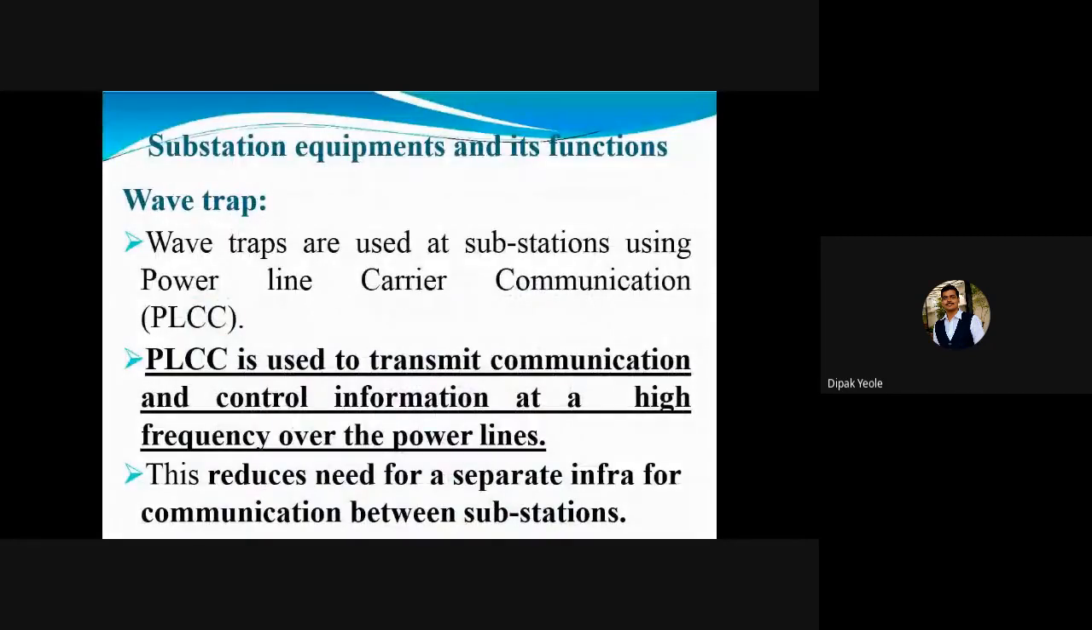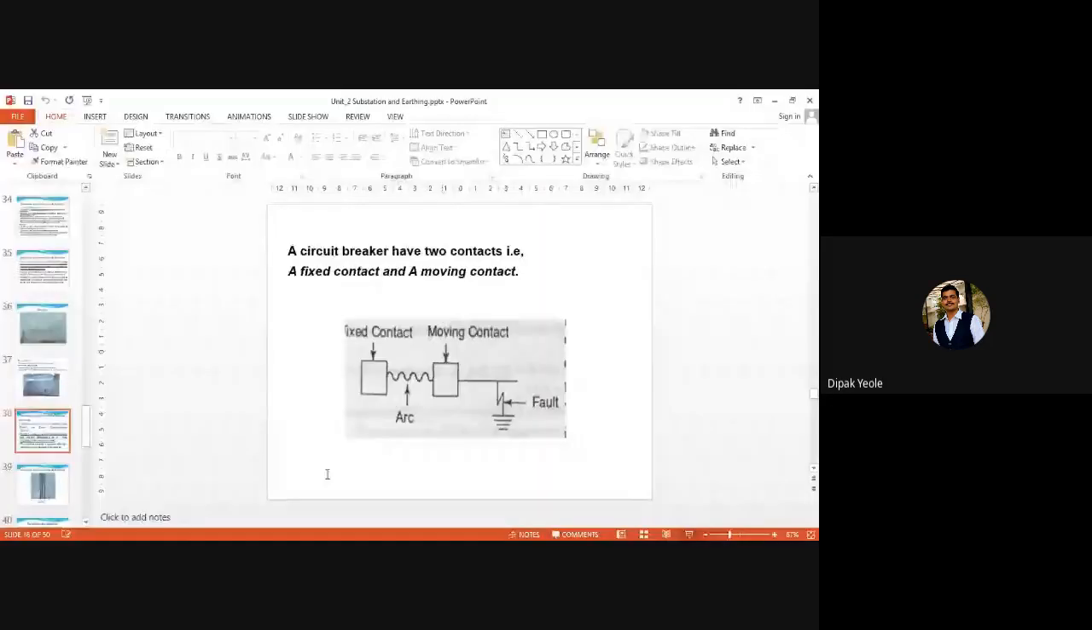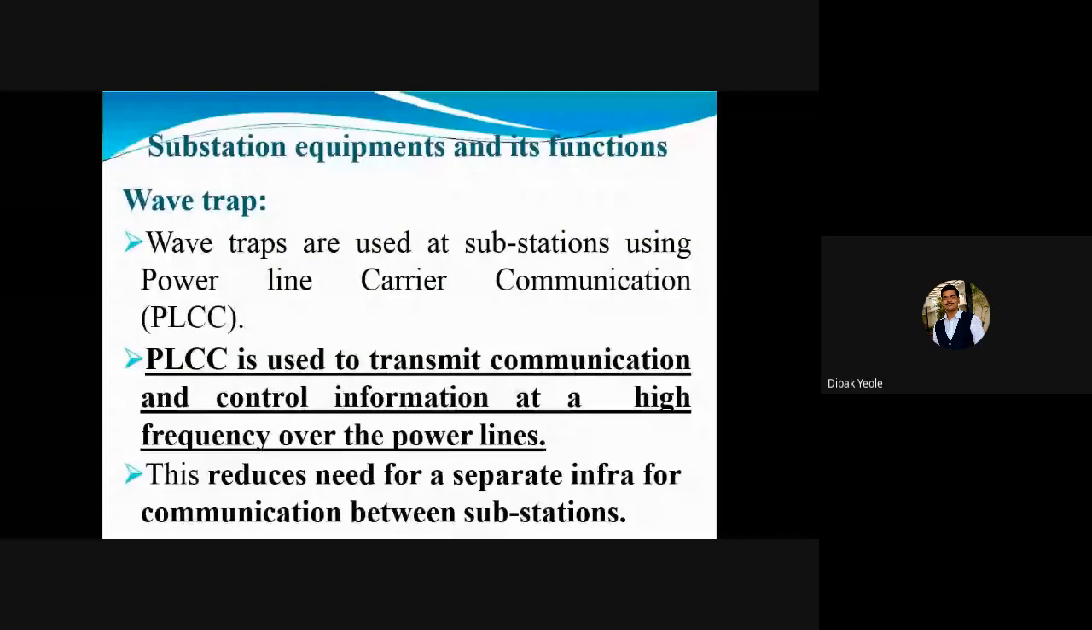After that, we need the wave trap in our substation. I already told you that wave trap is used in connection with PLCC. And what is the PLCC? PLCC is nothing but power line carrier communication. The PLCC application is used to communicate between two substations. So we need the PLCC. Now, this reduces the need for a separate infrastructure for communication between the substations.